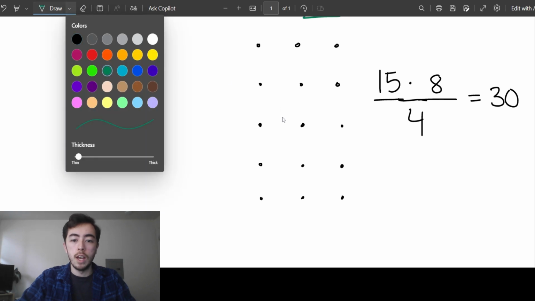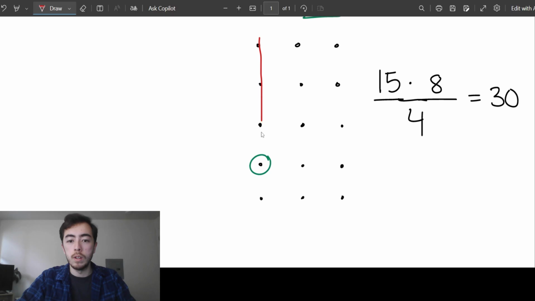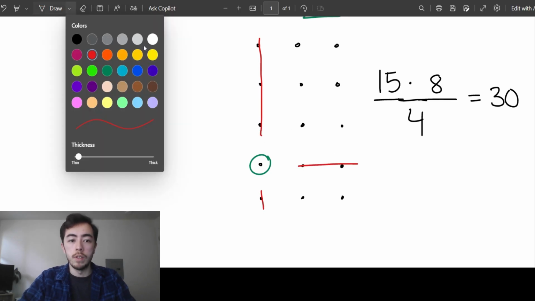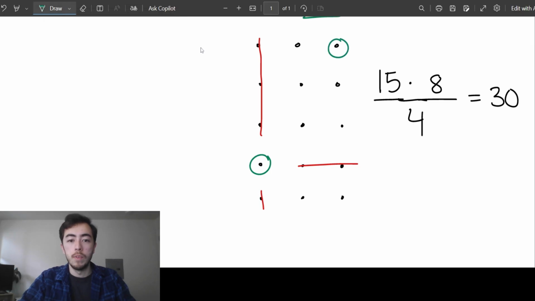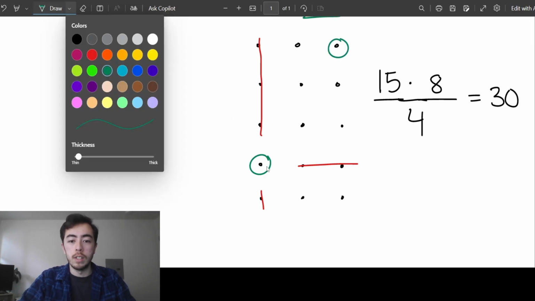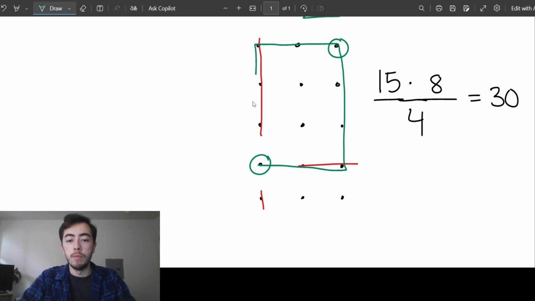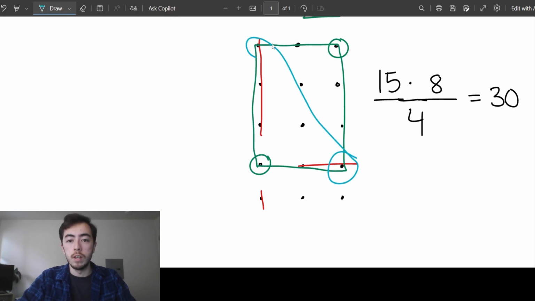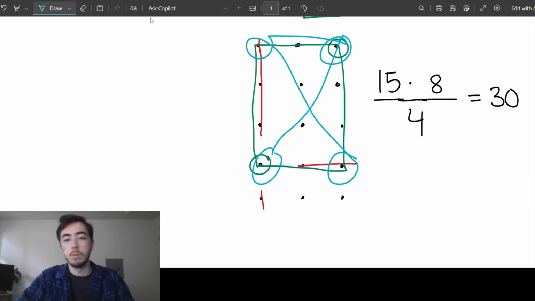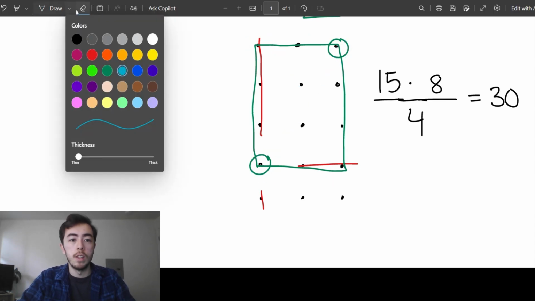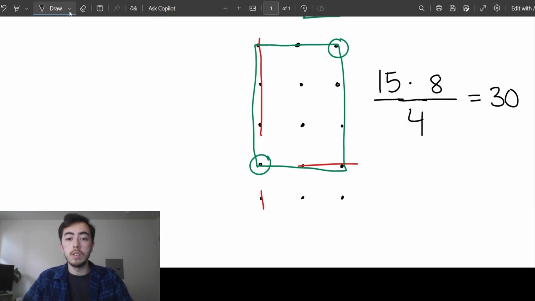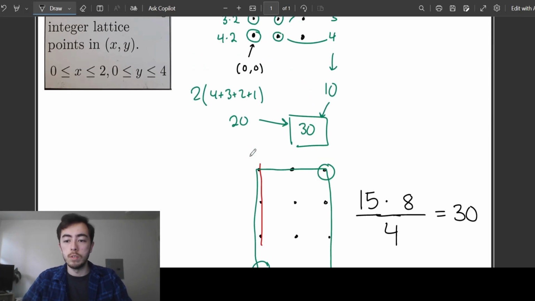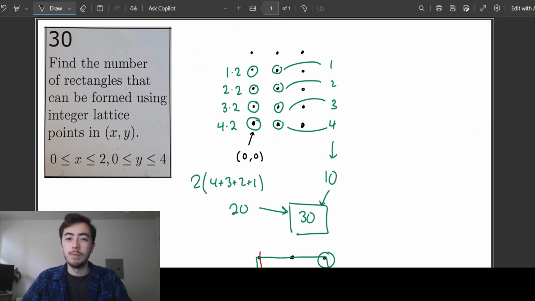So using this counting strategy, we have 15 options for the first point. We can rule out all of these. We have 8 options for the next. Let's just pick that one. And then this rectangle that we're forming could have been formed 4 other ways. You know, we could have started here, here, here, or here, which we did. And so, yeah, these are 2 strategies to confirm that the answer is 30. And either way, we're done.